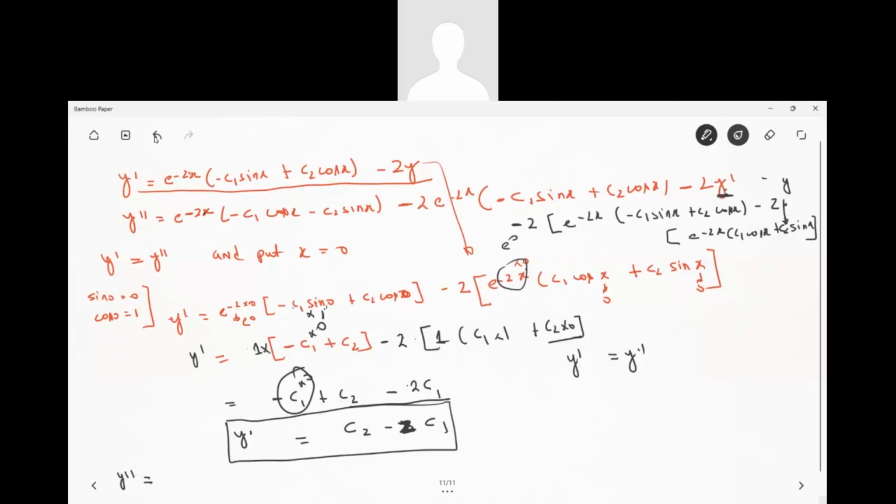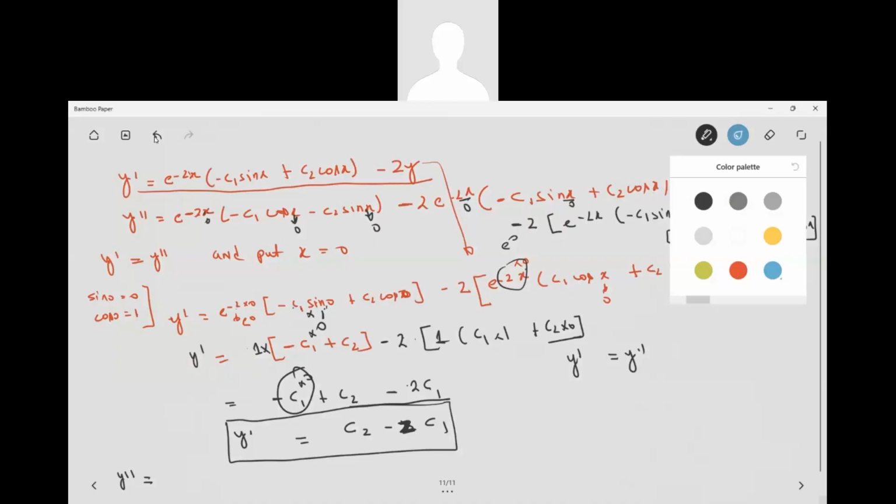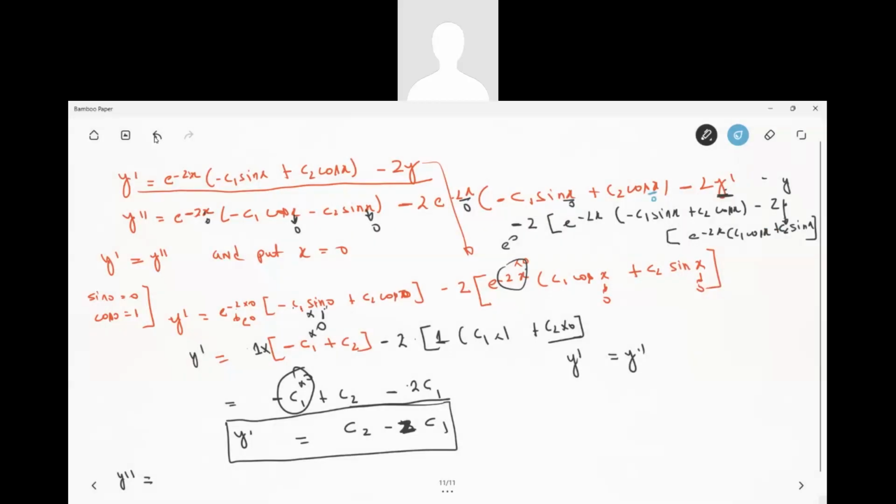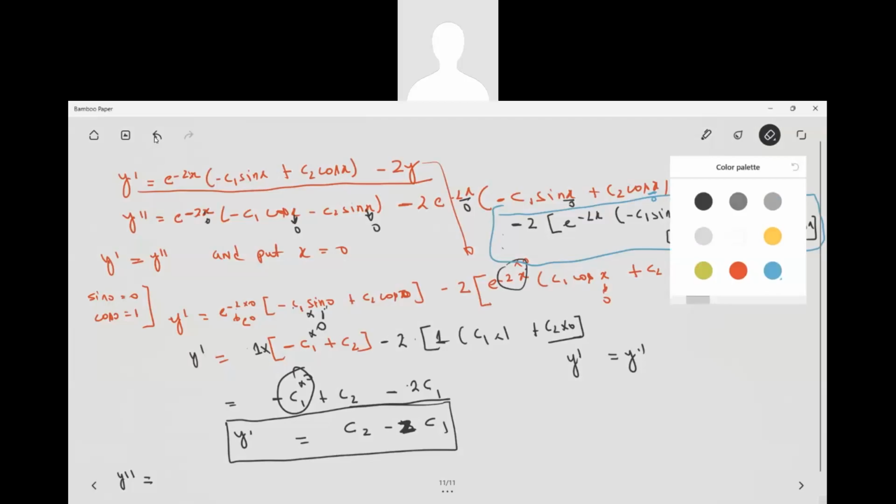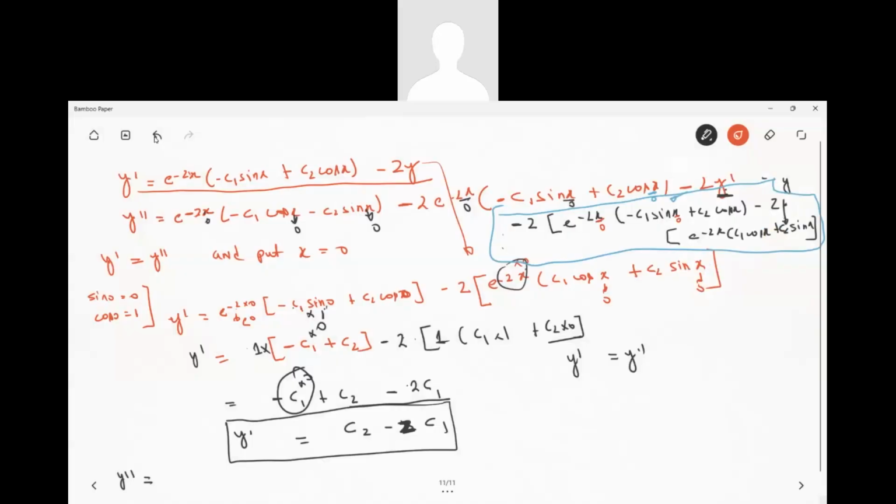Once I wrote this whole equation, what I have to put? Wherever x is there, 0. Here also 0, here also 0. This term will become 0, this term 0. This x term 0, right? Minus 2y dash, for which I've written the whole thing here. So again this term will become minus 2. This part is not included here. Then you notice this part also becomes 0, sine 0, this is also 0.